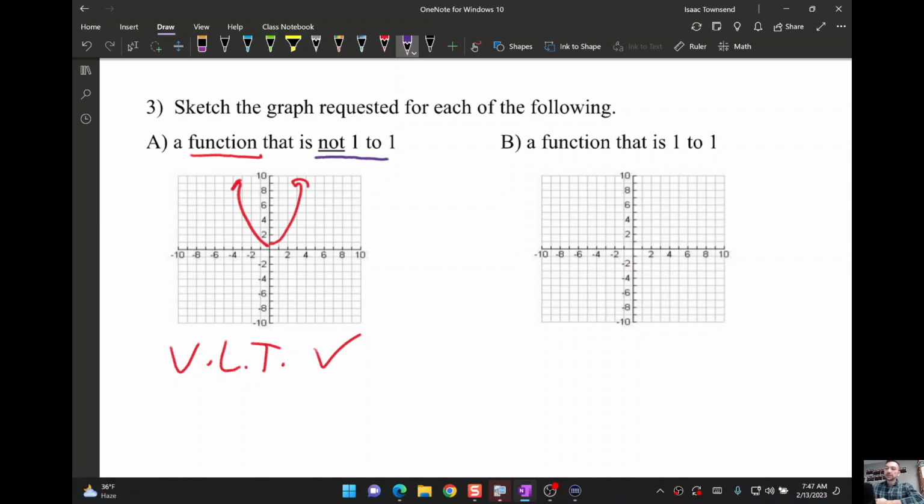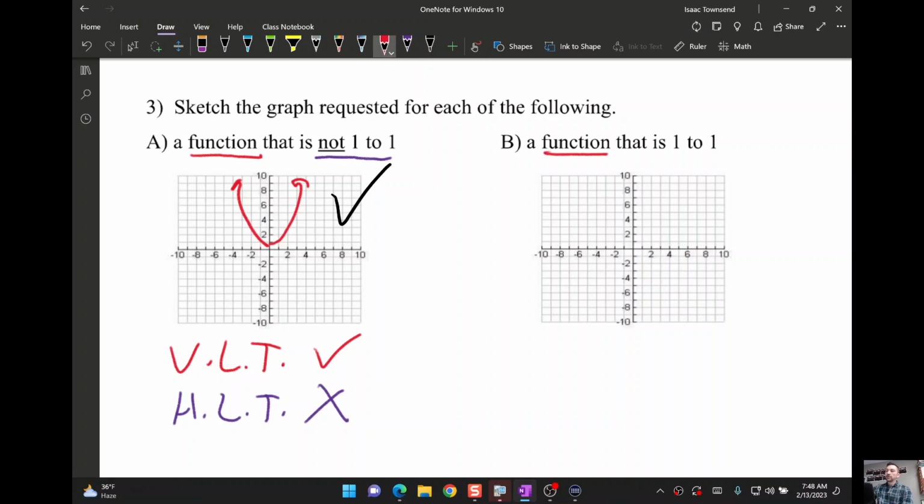But this one also is not supposed to be 1-to-1. So to be 1-to-1, it has to pass the vertical and horizontal line test. Well, that works for this one because it doesn't pass the horizontal line test. So you obviously don't need the same graph, but your graph has to pass the vertical line test to be a function, and it has to fail the horizontal line test to not be 1-to-1.